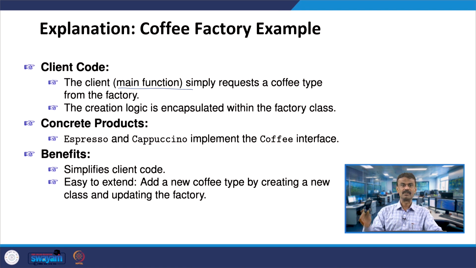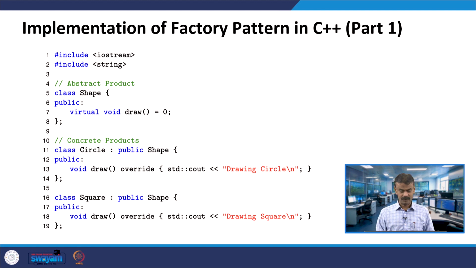Initially we have a coffee class, and then we are extending it with new types, cappuccino and espresso, right. So, we have added new coffee types by creating a new class, and we have also updated the class factory, right. So, I hope it is clear for everyone, all right. Now, let us consider one more program for the factory pattern, all right.